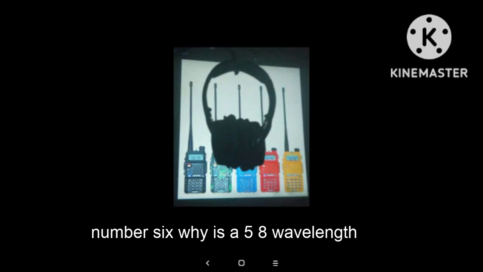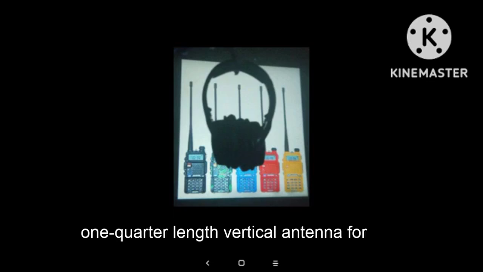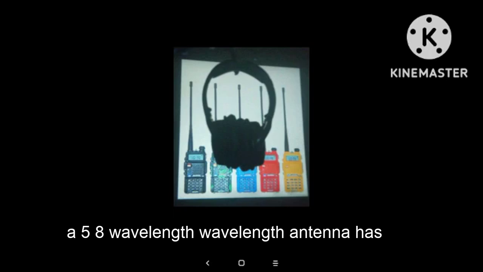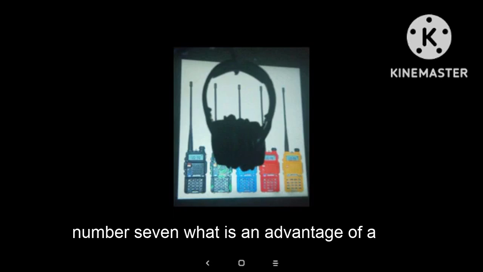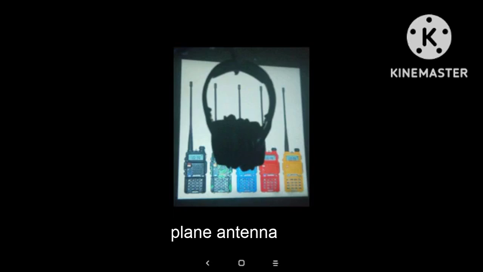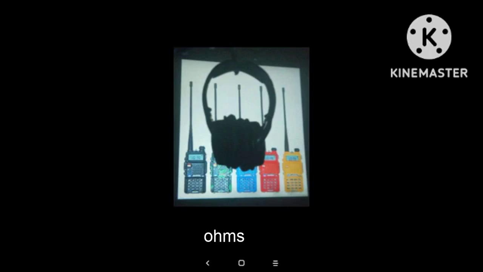Number 6. Why is a 5/8 wavelength vertical antenna better than a 1/4 length vertical antenna for VHF or UHF mobile operations? A 5/8 wavelength antenna has more gain. Number 7. What is an advantage of downward sloping radials on a ground plane antenna? It brings the feed point impedance to 50 ohms.